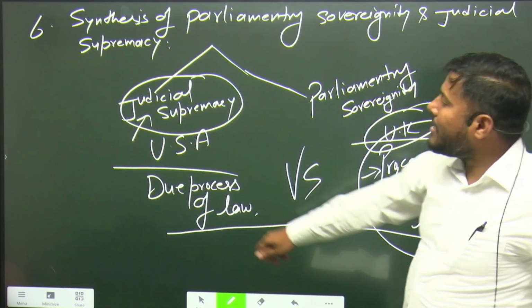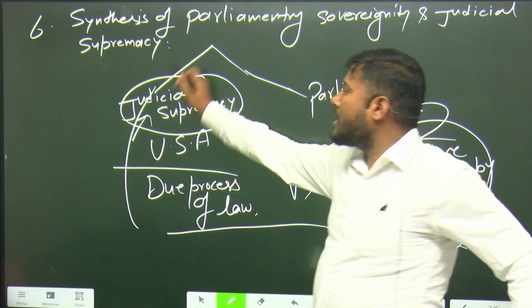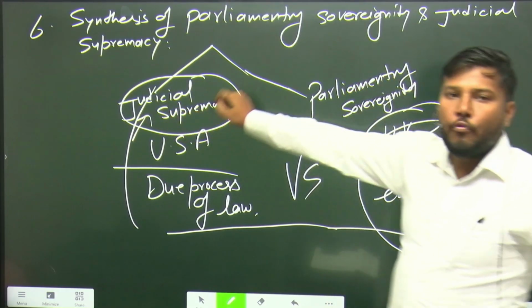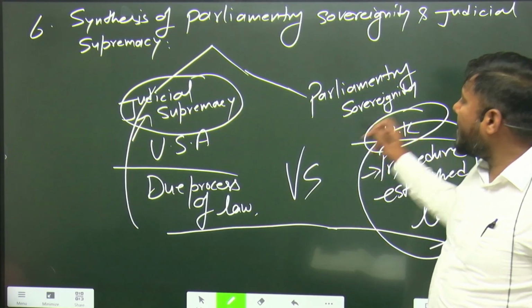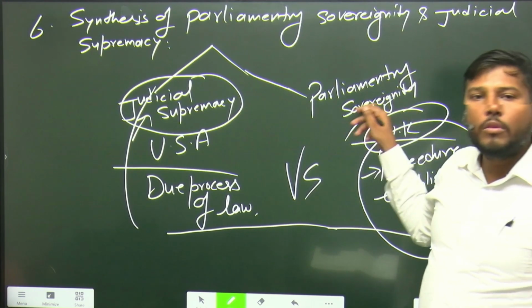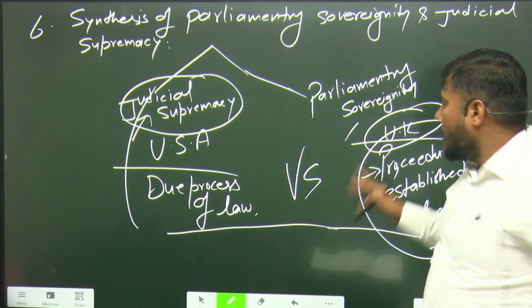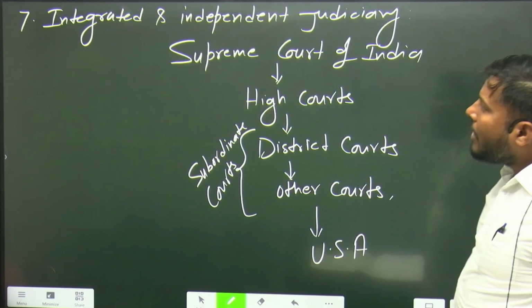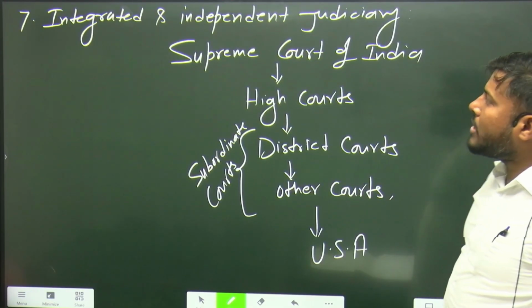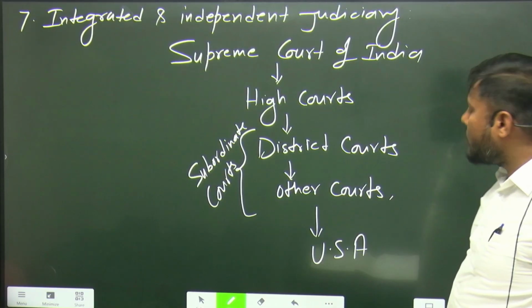That's why you see here there is judicial supremacy. The Supreme Court decides which law is going to continue in the country, in the land. Here Parliament decides which law is going to continue in that particular country. So let's move ahead and try to understand the next things. The next feature I've written here for you is the integrated and independent judiciary.